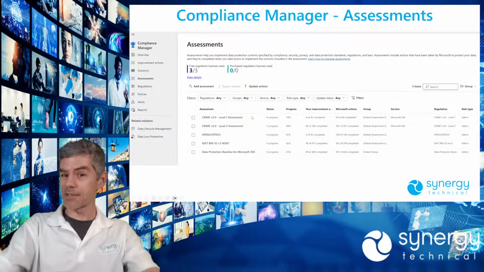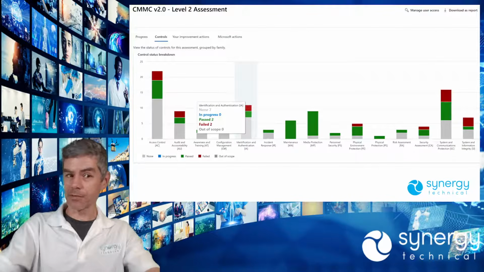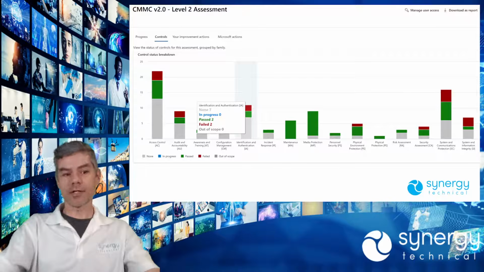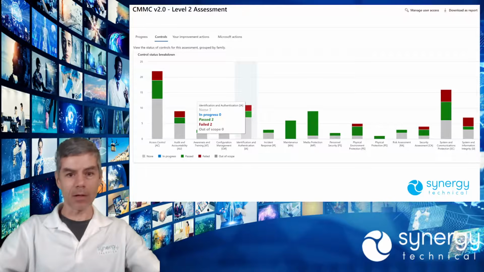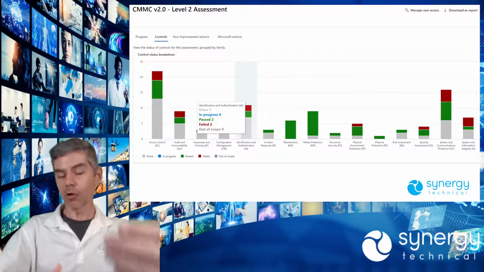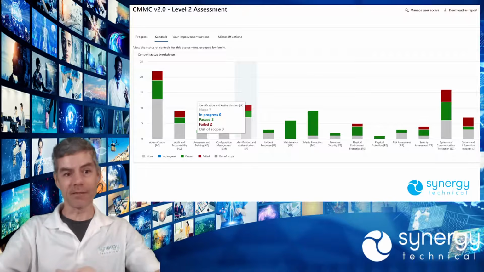Now, I did cover all of this in extensive detail before, so I just want to really quickly breeze through this. When we dig into what those assessments include, you can get a very high-level view of your controls, right? So this is going to be a view of your controls. You can also see your progress along the entire assessment. You can see your improvement actions. You can see Microsoft's improvement actions.